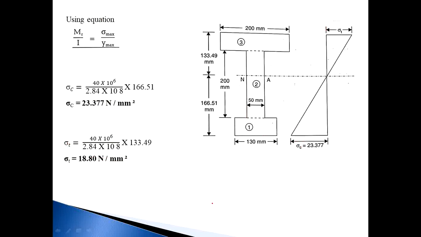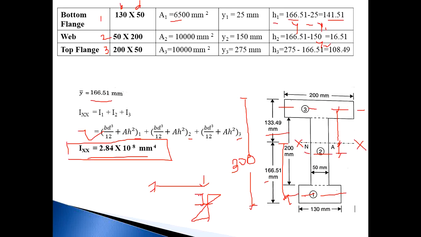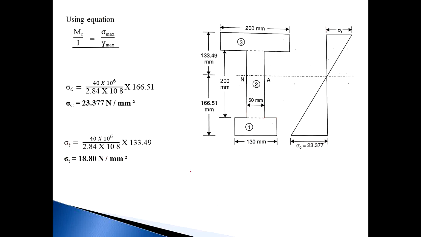This is the cantilever section. At the cantilever section, the stress distribution diagram is like this, and this is your YT and this is your YC. This value becomes YC and this value becomes YT. By using this YC and YT, we can calculate sigma C and sigma T. So let us see how to calculate stresses in compression as well as in tension.